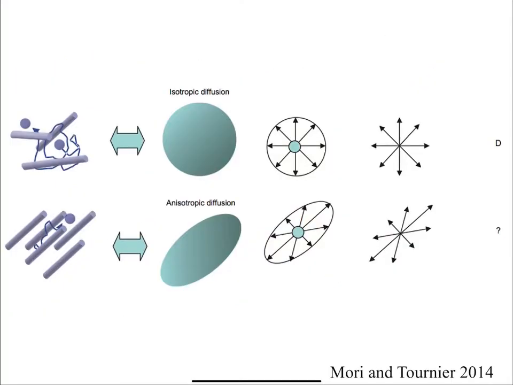Okay, so we're going to switch gears here now, and so far we've really implicitly been talking about isotropic diffusion. So in water, we call it free diffusion or isotropic diffusion, where you just imagine the particle can go anywhere it wants.